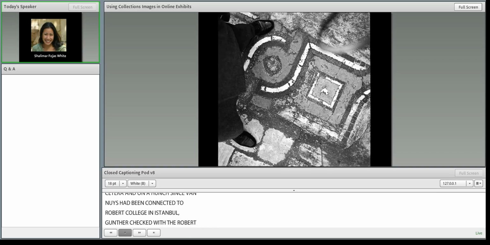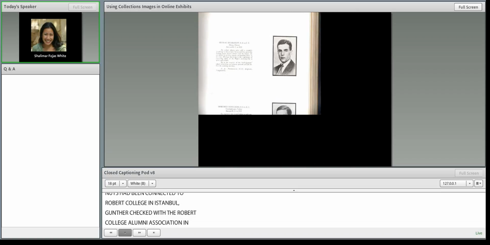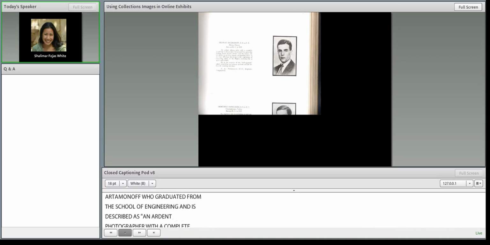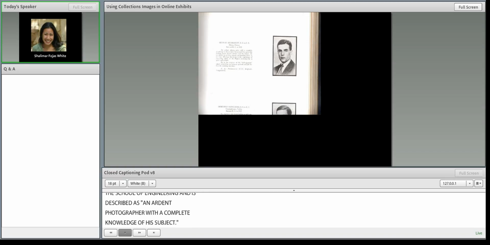So the yearbook for the class of 1930 included one Mr. Nicholas Artamonoff, who graduated from the School of Engineering and is described as, quote, "an ardent photographer with a complete knowledge of his subject. Artamonoff has given the college much valuable service with his camera." His permanent address was listed as Belgrade, corroborating Van Nice's note. And we finally had a real photograph of Mr. Artamonoff. So after this point, Gundar and Ali began to make discoveries on an almost daily basis.